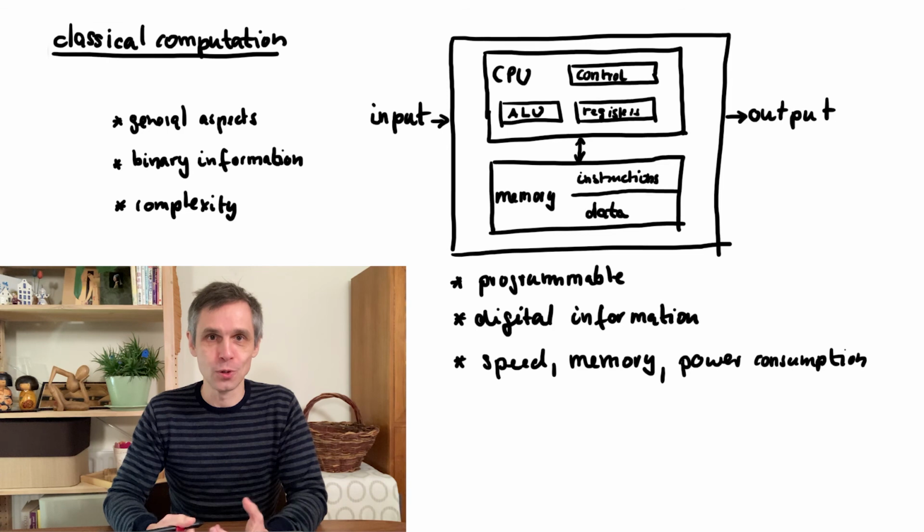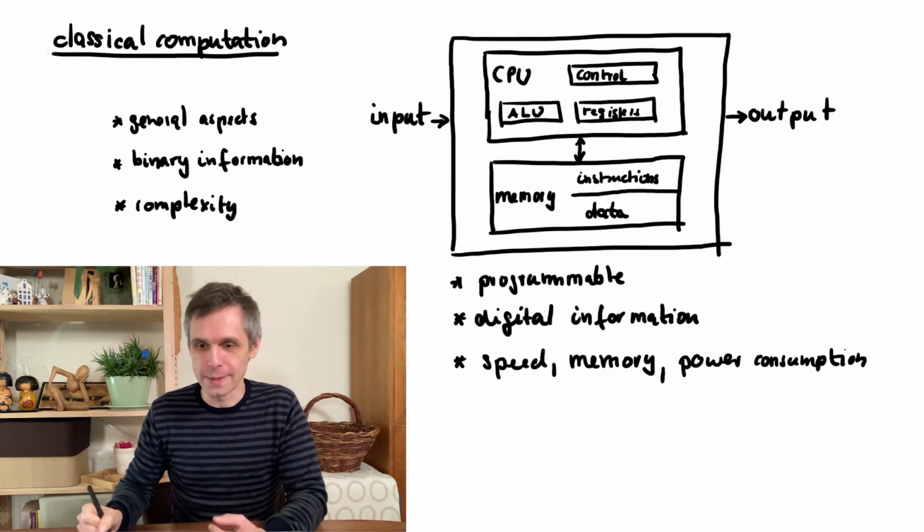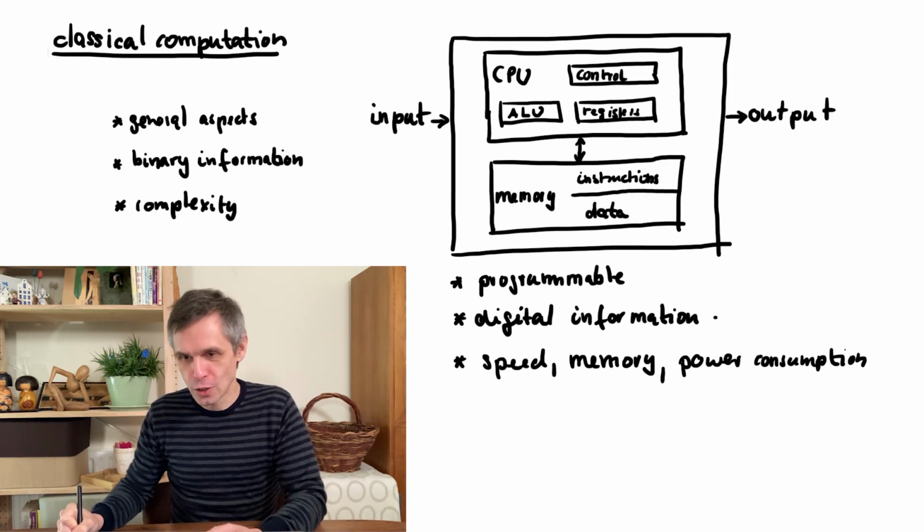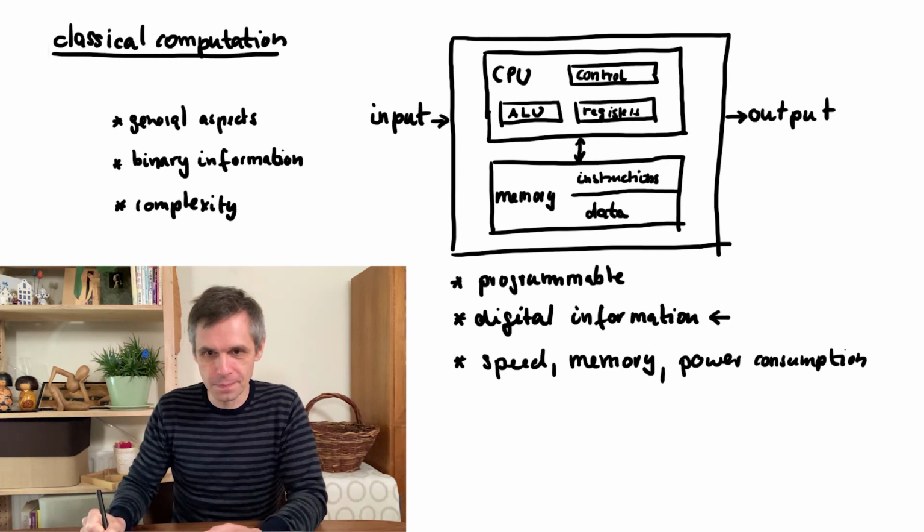Next, we are going to have a look at one of these aspects in a bit more detail, namely at the digital or specifically binary representation of information.